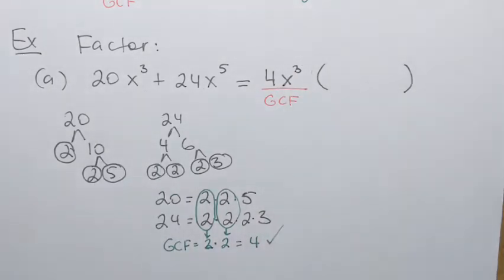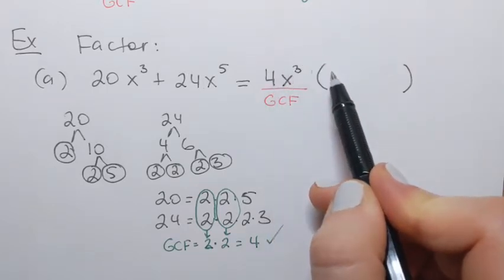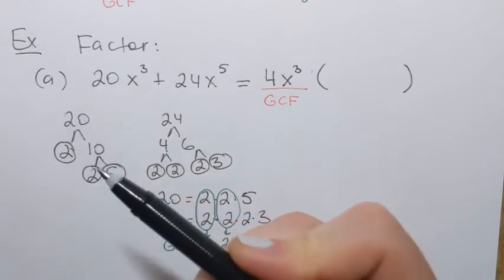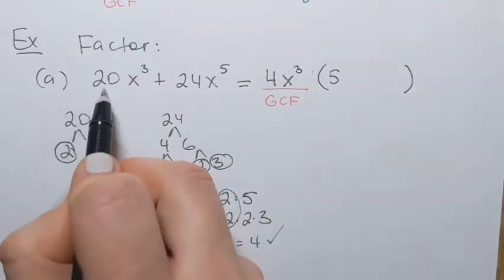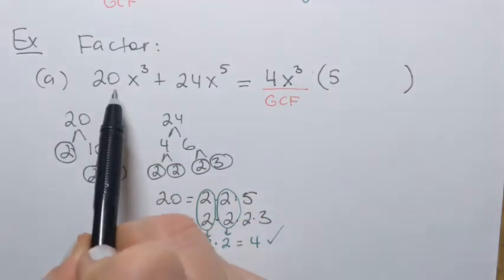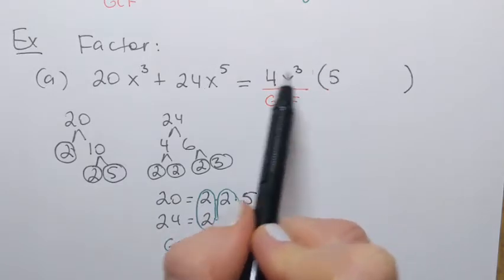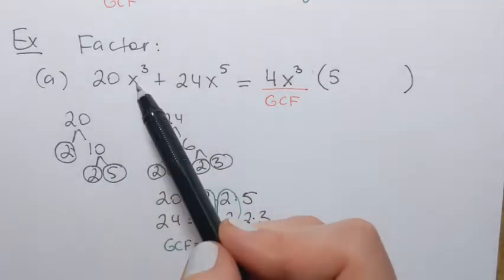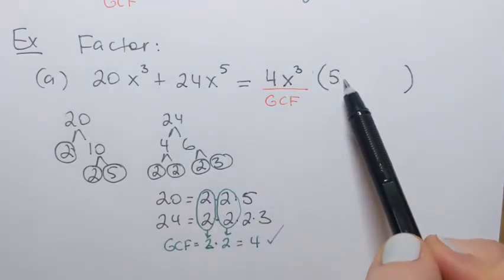So 4x cubed times what gives me 20x cubed? Well, I'll do one thing at a time. So first, I'll think about the numbers. 4 times what gives me 20? Well, that must be 5, right? 4 times 5 gives me 20. Now, x cubed times what gives me x cubed? Well, actually, x cubed doesn't have to be multiplied by anything here because I need to get x cubed, right? So that means that I'm only going to have 5.